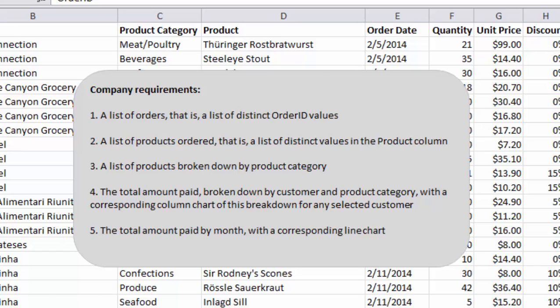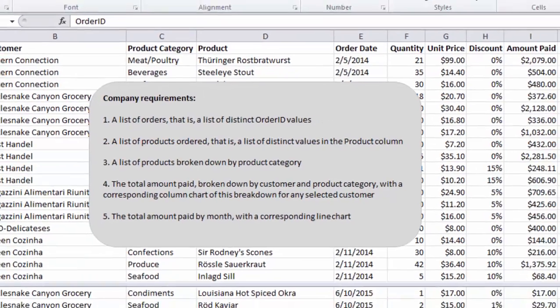Assuming that you're pretty good at Excel, but you don't know anything about pivot tables, how long do you think it would take you to provide this information? I'll show you in real time how it can be done with pivot tables. Just sit back and watch.